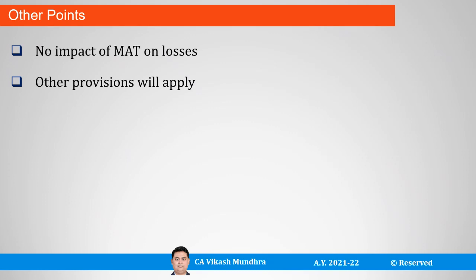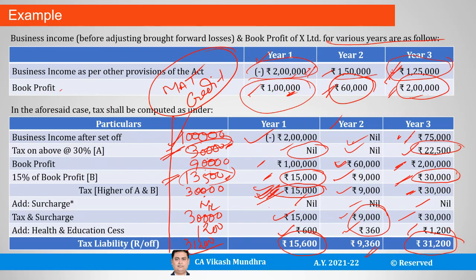The next point: no impact of MAT on losses. What you have seen in this illustration, did you notice that my loss has been adjusted? I paid tax in year 3. I am supposed to adjust only the remaining loss. You cannot say that since I already paid tax, how could I adjust my loss? There is no benefit of adjusting loss. In year 2, I did not get any benefit of adjusting loss. In year 3, I did not get any benefit of adjusting loss. Still, I am paying tax.